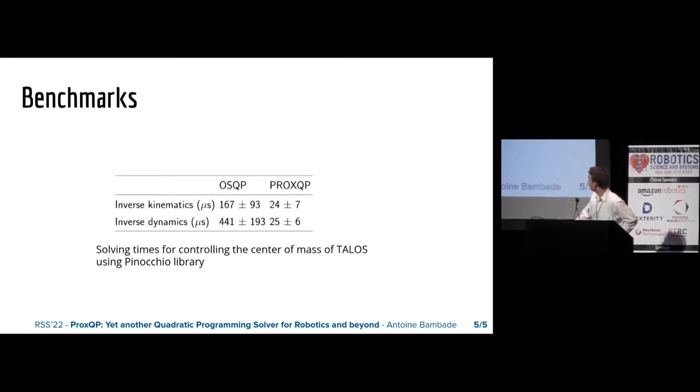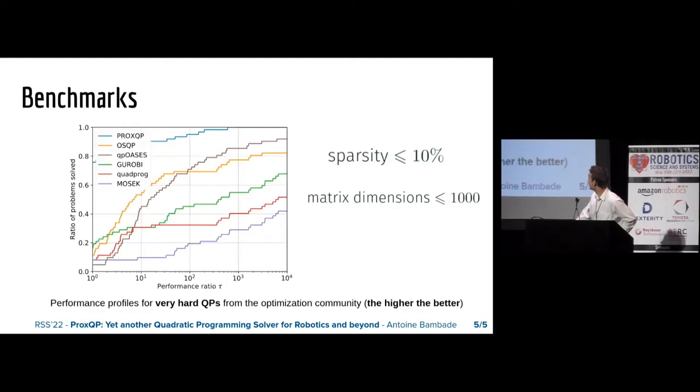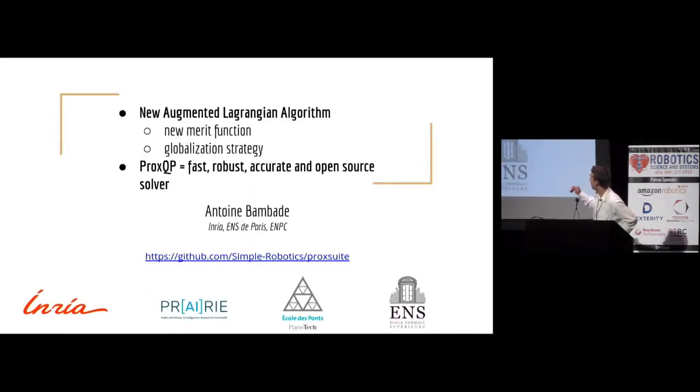On this slide, you can see performance profiles on a subset of very hard QPs from the optimization community, the Maros-Meszaros repository. On the ordinate, you can see the ratio of problems solved with respect to a performance ratio, measuring how slow a solver is with respect to the best solver, for this percentage of problems. So the higher the better, and you can see that ProxQP is always above all other solvers.